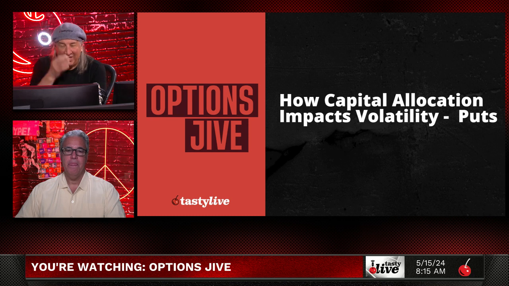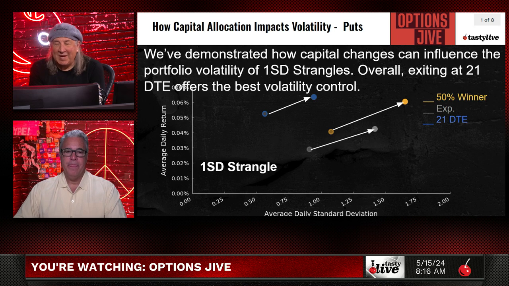what's the best way to essentially limit your risk, reduce your volatility, allocate capital when you're selling naked puts or when you're selling strangles or whatever else it is. And we've come up with the conclusion that everything's best if you manage at 21 DTE. Strangles, straddles, puts, everything. The earlier the better, but not too early because then you leave a lot of money on the table.